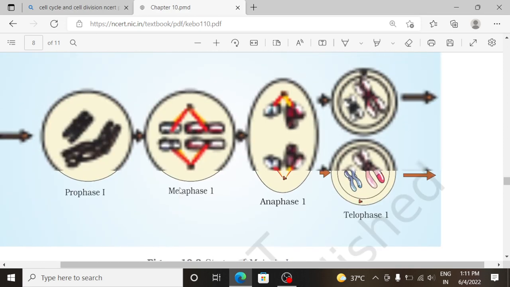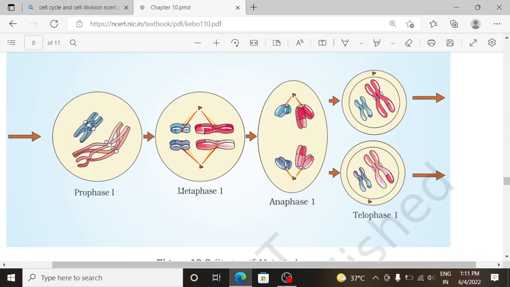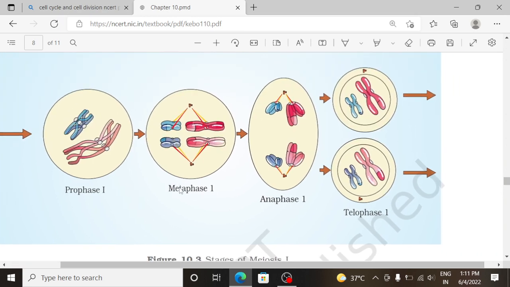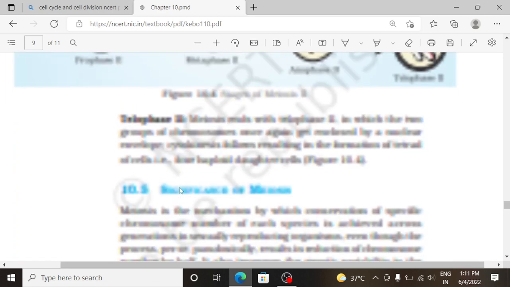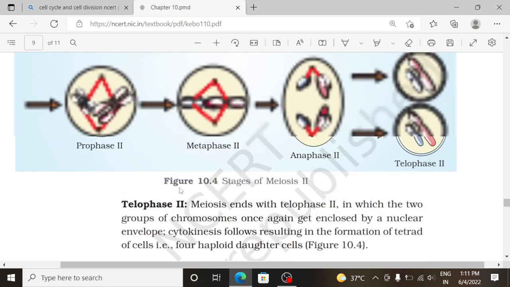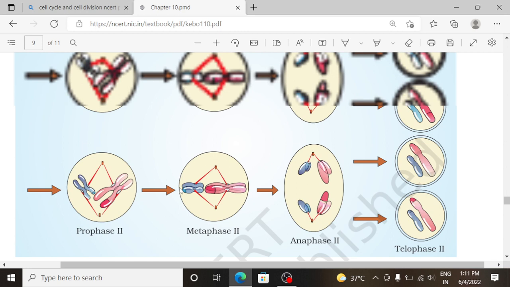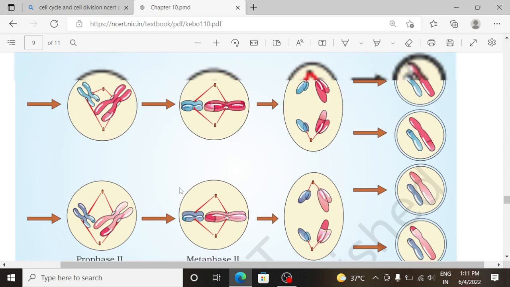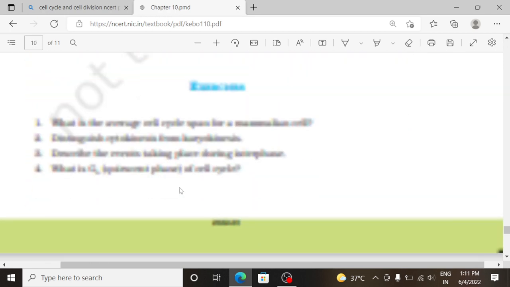These are the stages of meiosis 1. Prophase 1, metaphase 1, anaphase 1, telophase 1. Stages of meiosis 2. Prophase 2, metaphase 2, anaphase 2, telophase 2. Then we have completed this lesson.